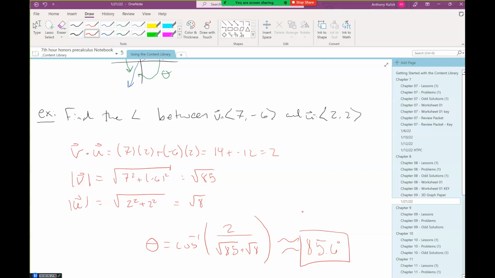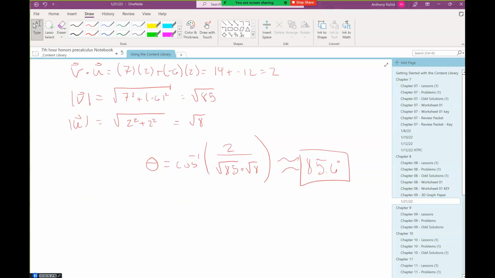Again, pretty easy, right? Not complicated. The complicated part, again, is just remembering the dot product and the magnitude and keeping all the formulas straight and all of that. But the actual calculation itself is not too difficult.